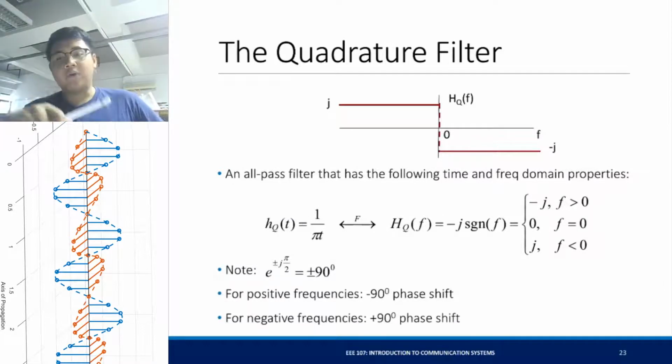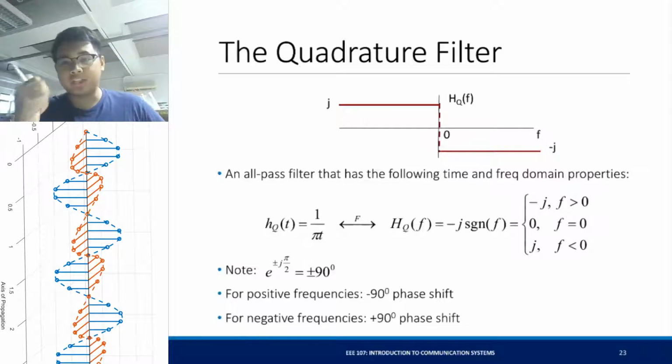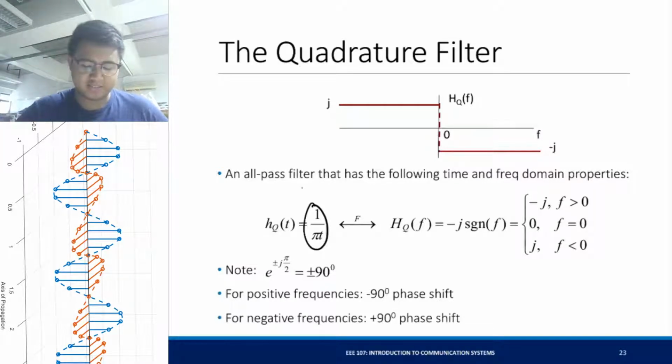Right. So now I will introduce to you what we call the quadrature filter. The quadrature filter is an example of an all-pass filter which has the following time and frequency domain properties. Okay? So what does this mean? So you have HQ of t, basically 1 over pi t. This is actually useless. Okay? So it's kind of useless. Okay. So the Fourier transform is what we're looking for. The Fourier transform looks like this.